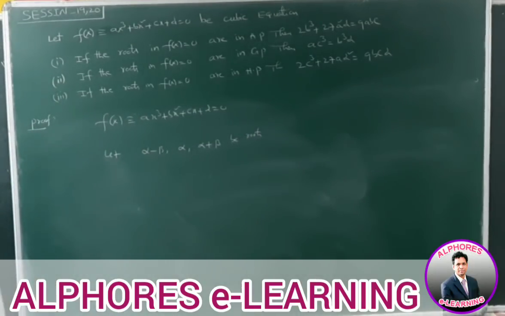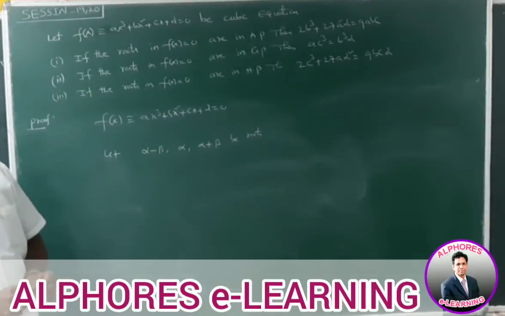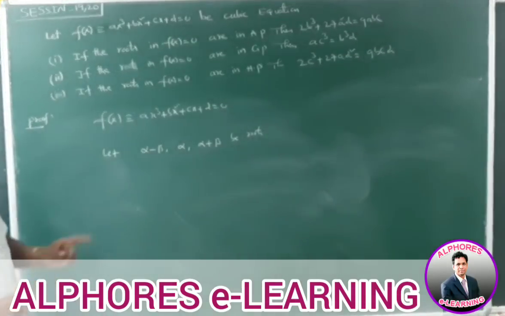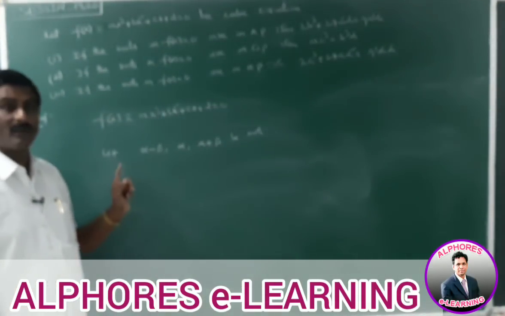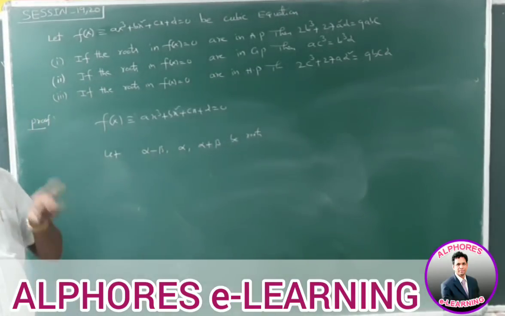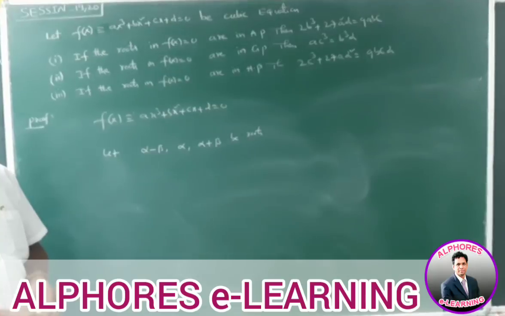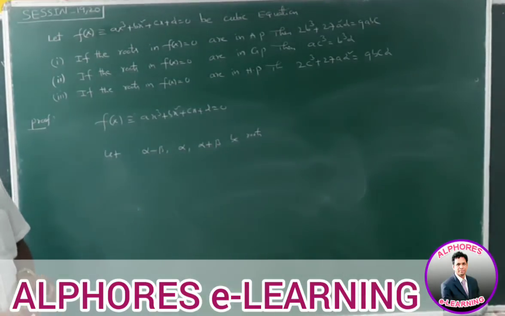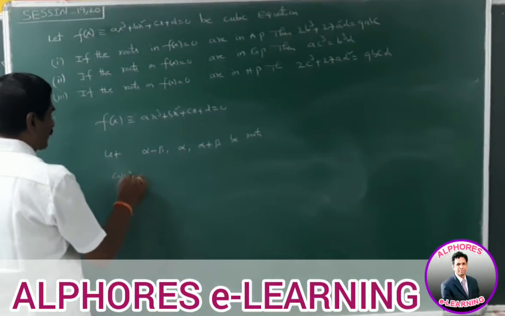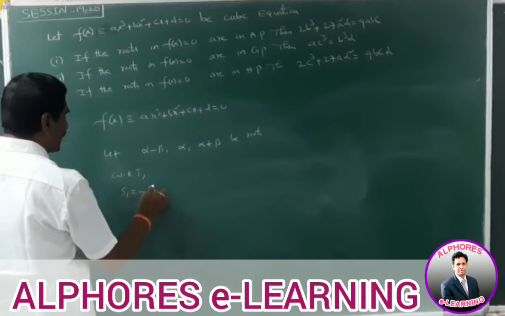Now we know that the sum of the roots is equal to minus b by a, s1. Sum of the roots s1 is equal to minus a1 by a0. Sum of the products of the roots taken two at a time, s2, is equal to a2 by a0. Product of the roots is equal to minus a3 by a0.